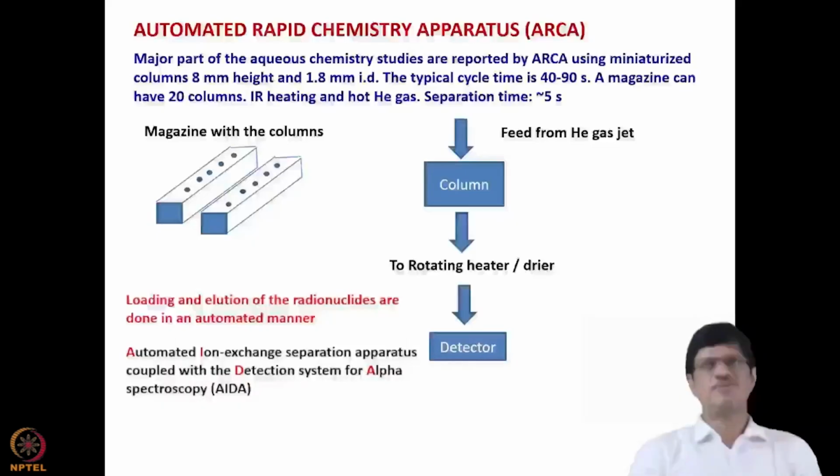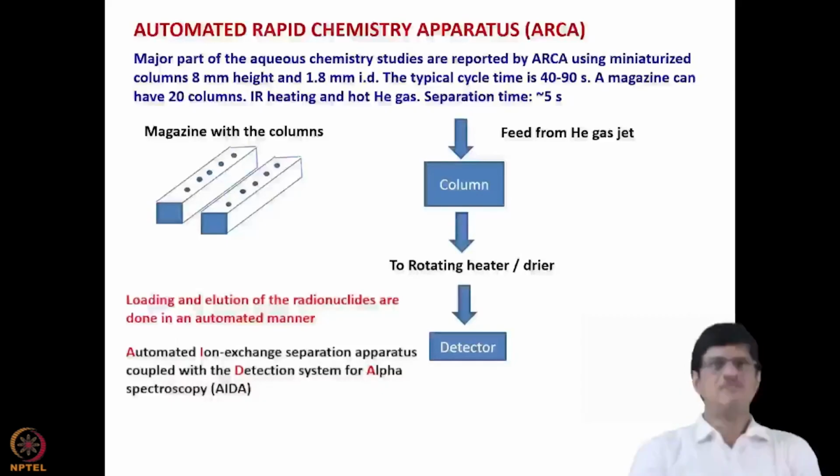Major part of the aqueous chemistry studies which are reported in the literature use ARCA, which basically has several miniaturized columns. The columns have 8 millimeter height and 1.8 millimeter internal diameter, and the typical cycle time is around 40 to 90 seconds, and there will be around 20 such columns in a magazine.